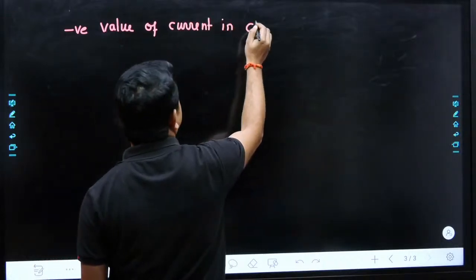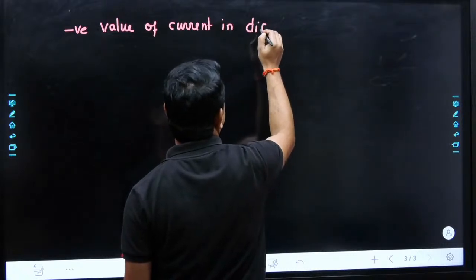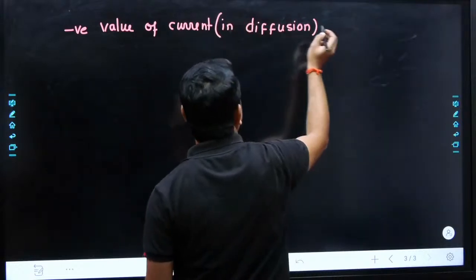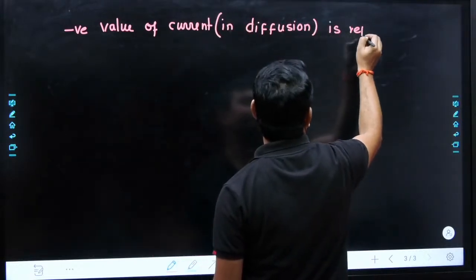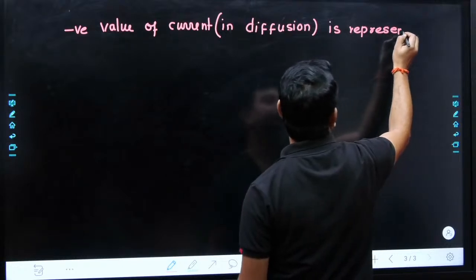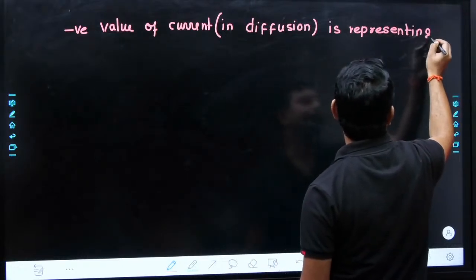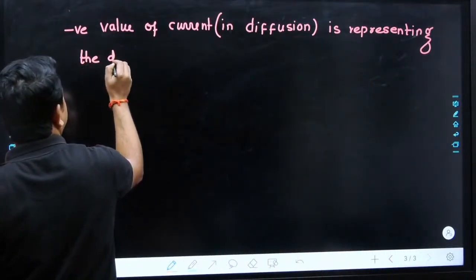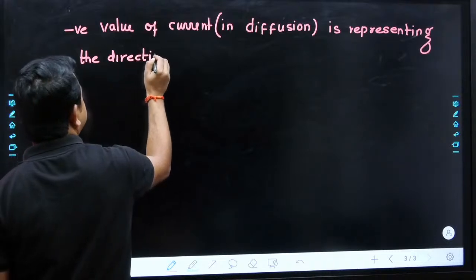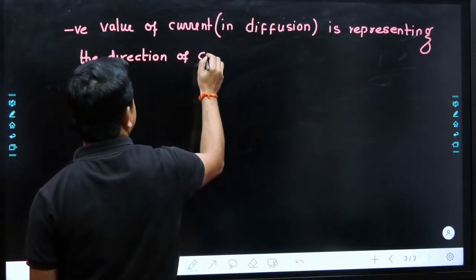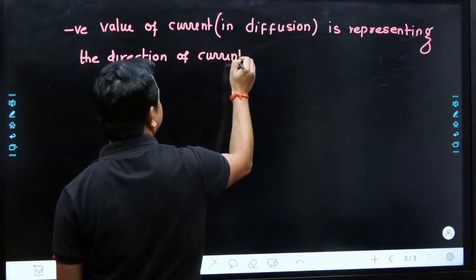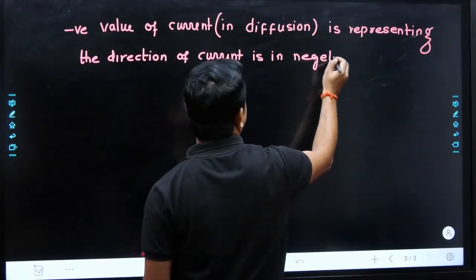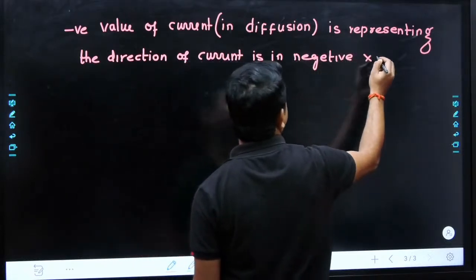in diffusion is representing the direction of current is in negative x.